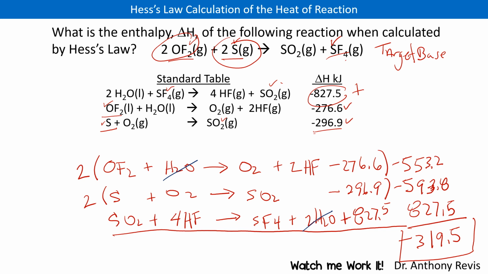I have 2 sulfurs. That works out pretty good, but I noticed my oxygens. I have 2 oxygens, so it looks like the oxygen is going to cancel out here as well. Notice also here with the SO2s, I have 1 SO2 here, and here I'm going to end up with just 1 SO2 left on this side when I cancel.